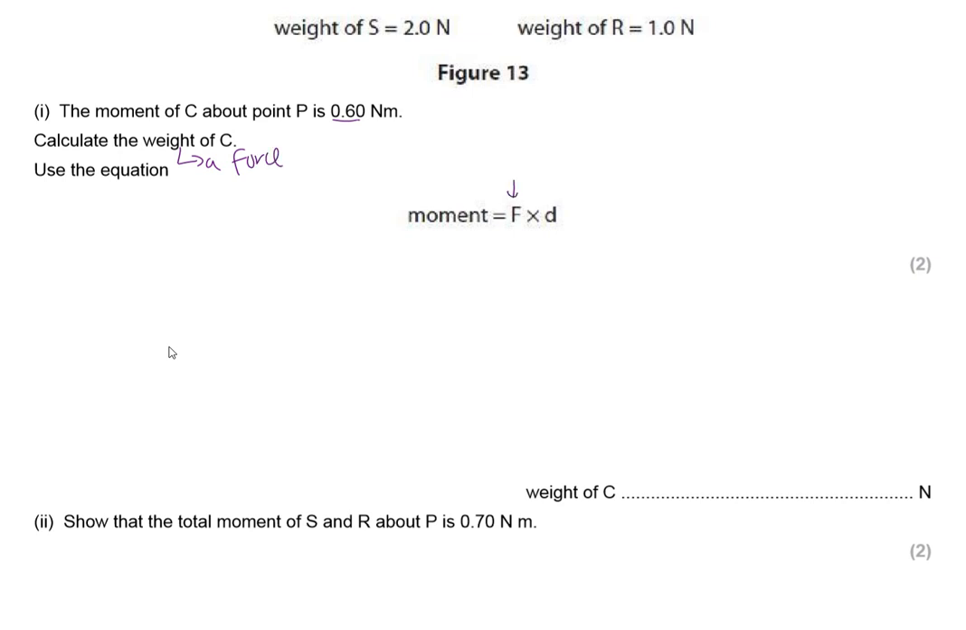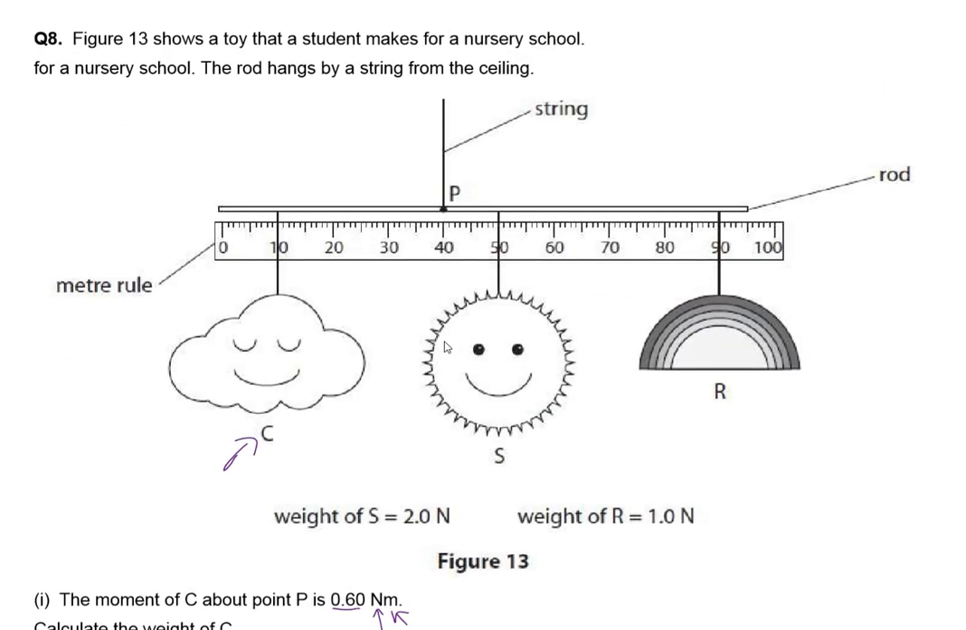So I can rearrange this. F equals moment divided by the distance. The moment we know is 0.6. Now, remember, this is in Newton meters. So therefore, what is the distance? Now, C is this far from the pivot. Therefore, we got, so 10, 20, 30. So it's 30 centimeters away. Now, how do we know this is centimeters? The question tells us it is a meter rule.